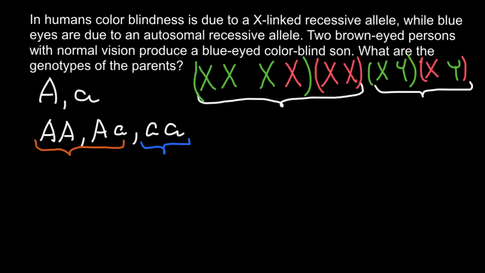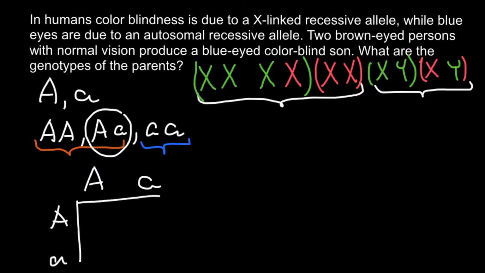We are told that two people who have brown eyes have a blue-eyed son. How is this possible? It is only possible if both parents are heterozygous for this trait. So in this case we would have capital A small a for one parent, capital A small a for the second parent, and both of them would have brown eyes.